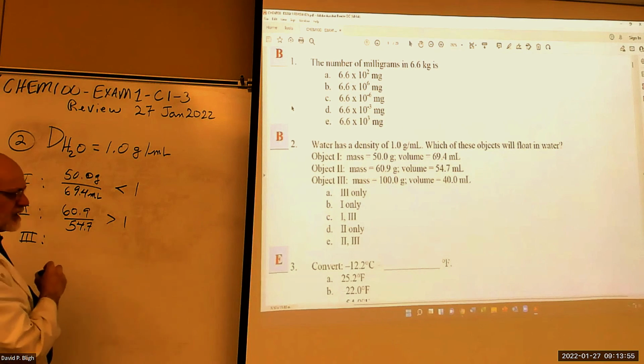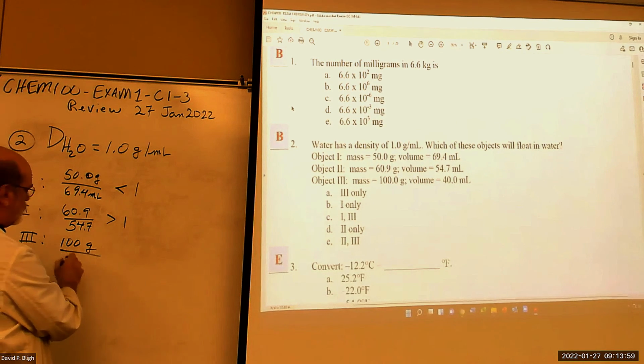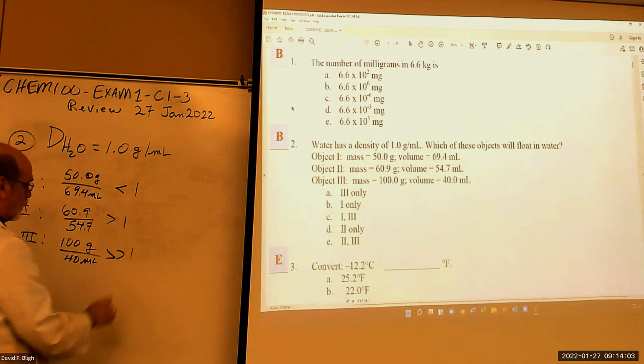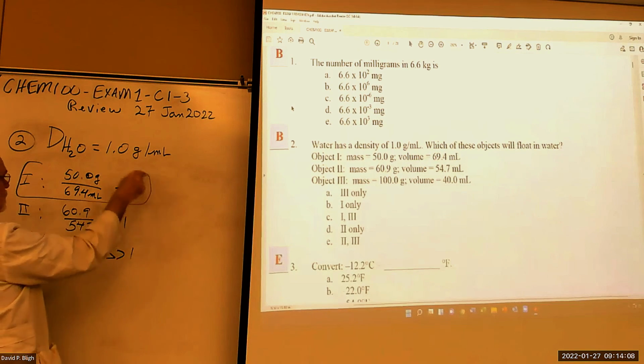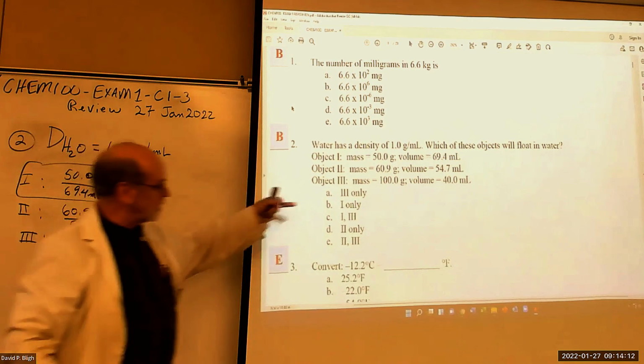And the next one, 100 grams divided by 40 milliliters. That's way bigger than 1. Okay, so this is the only one that will float. It's the only one less than 1. That's why the answer is B.